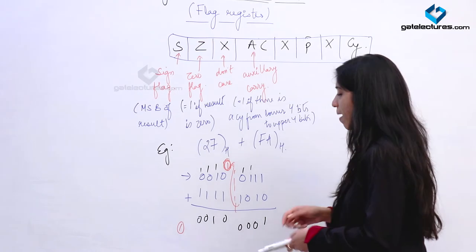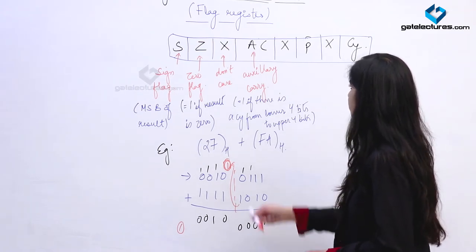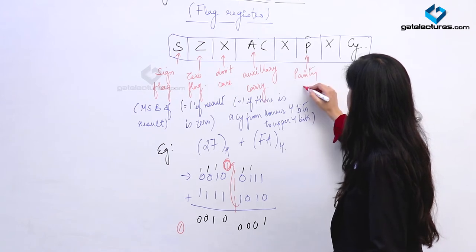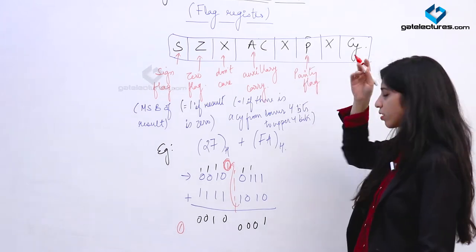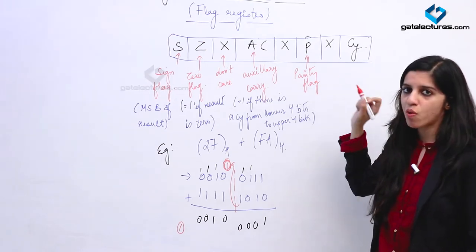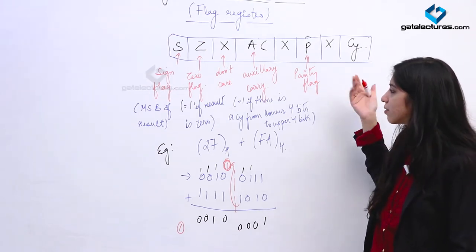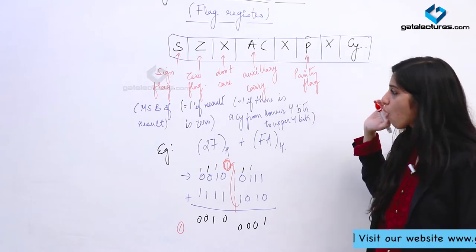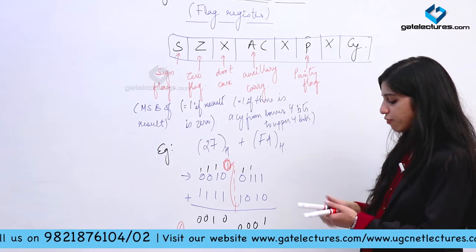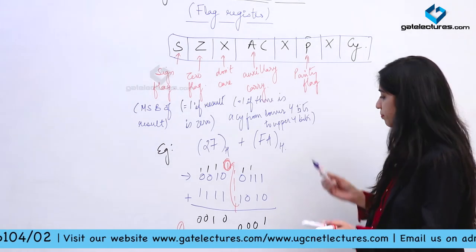Then this P is the parity flag. See, there is a concept in electronics of parity. What this signifies is, if there are an even number of ones in the result, then that is known as even parity. If there are an odd number of ones in the result, then it is known as odd parity. So this flag is going to be 1.